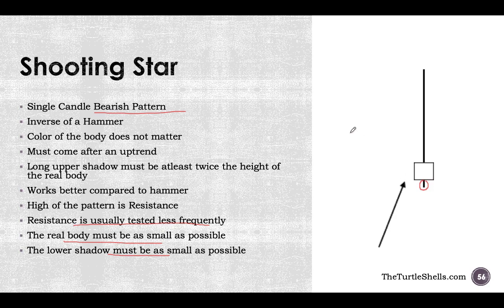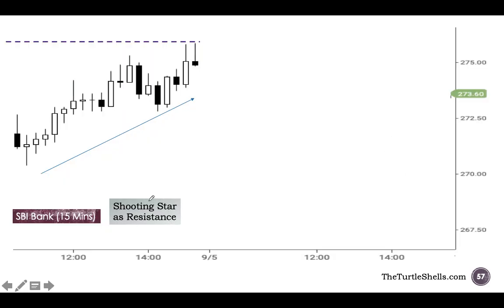Let's quickly have a look at an example. This is an intraday chart, a 15 minutes chart of SBI Bank. The market is going up. Remember, the shooting star should come after an uptrend. So this is the shooting star, and it comes after an uptrend. The upper shadow is more than twice the height of the real body. If you had to take a short position here, let's say I go short here and keep my stop loss here, so that's my risk, and I would expect the prices to go down.